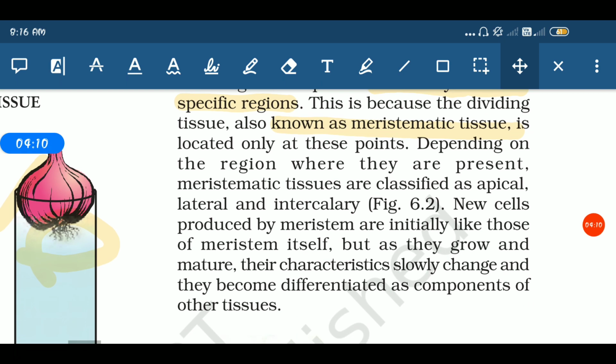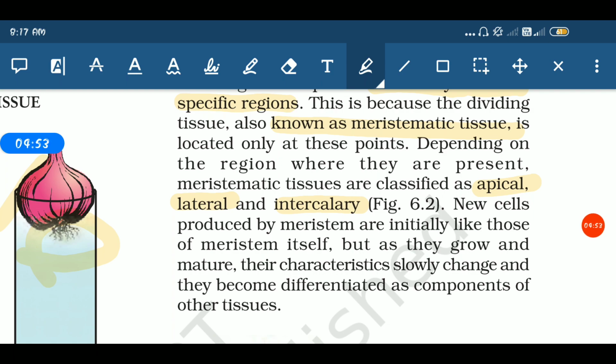Depending on the region where they are present, meristematic tissue is classified into 3 types. अब जहाँ पे meristematic present होते हैं, अगर हम उस region, उस particular place की बात करते हैं, तो meristematic tissue is categorized into 3 types known as apical meristem, lateral meristem and intercalary meristem. ठीक है, तो ये 3 टाइप के मेरिस्टेमेटिक टिश्यू हमें प्लांट में देखने को मिलते हैं, एपिकल मेरिस्टेम, लेटरल मेरिस्टेम एंड द इंटरकैलरी मेरिस्टेम.